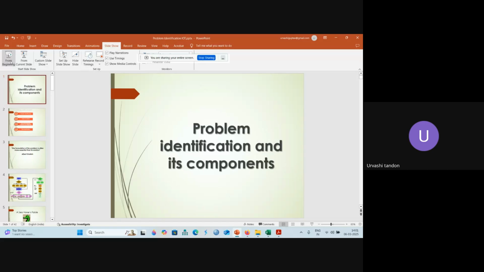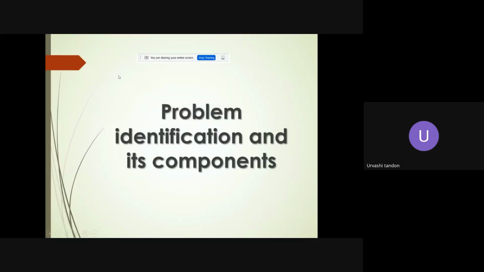So, given the topic on problem identification and its components, we'll be talking about the problems, the problem statement, the types of variables, and so many other things, right?